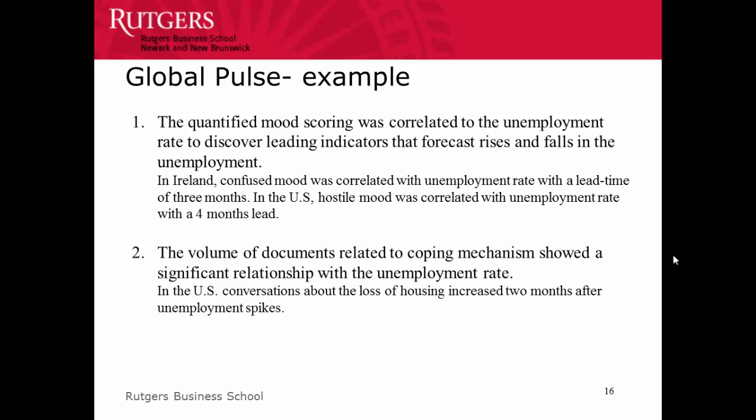And this is the summary of this project, the results they obtained. The quantified mood scoring was correlated to the unemployment rate to discover leading indicators that forecast rises and falls in the unemployment. In Ireland, confused mood was correlated with unemployment rate with a lead time of 3 months. In the United States, hostile mood was correlated with unemployment rate with a 4 month lead.